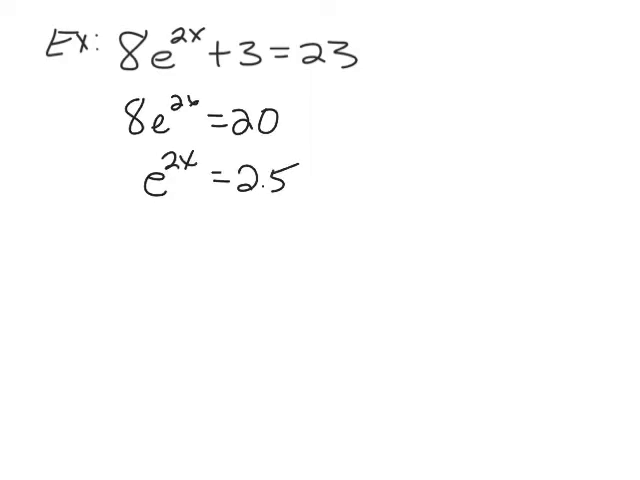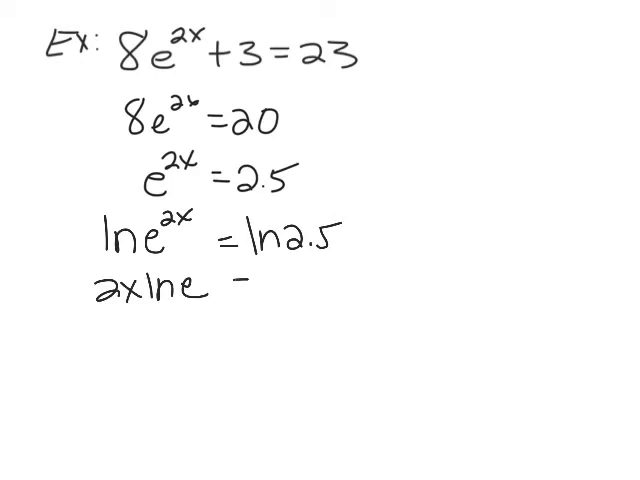Now at this point, you're either going to take the common log or the natural log. But looking at this, which one should you take? Everyone should tell me why I should take the natural log, because it's going to be a lot easier. When I have a base of e, I want to take the natural log because that's going to simplify it. So I have the natural log of e^(2x) equals the natural log of 2.5. I bring my exponent down, and here's why I chose natural log.